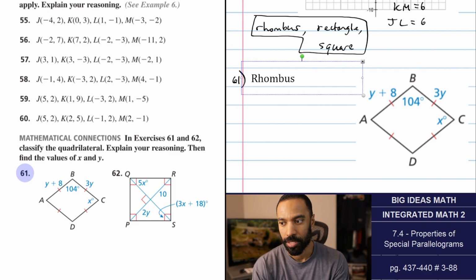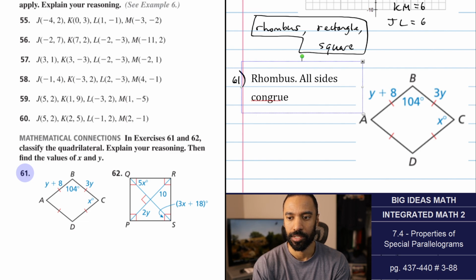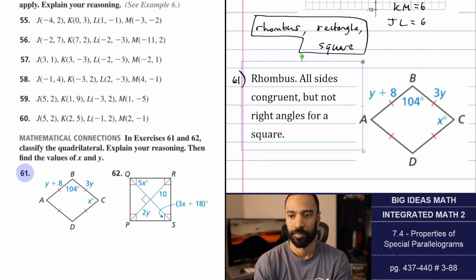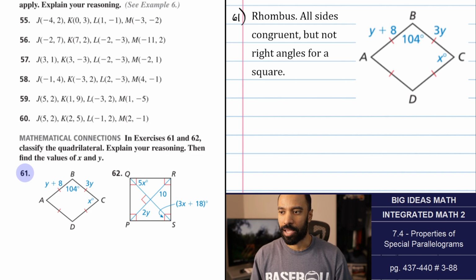It's a rhombus, and it's not a square. All sides congruent, but not right angles for a square. Okay? So we know it's a rhombus. They do say find out these things here.